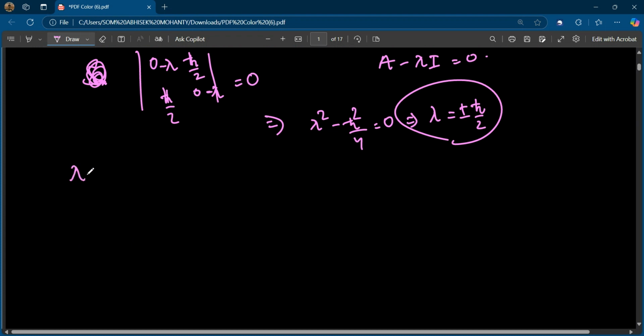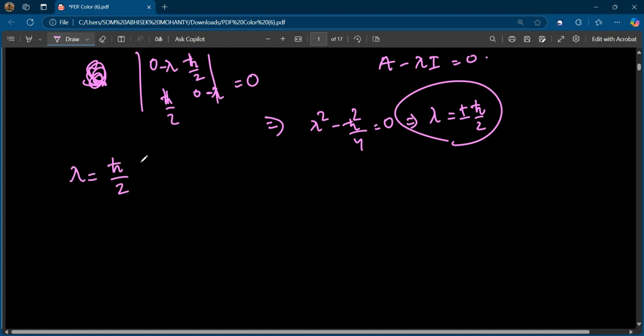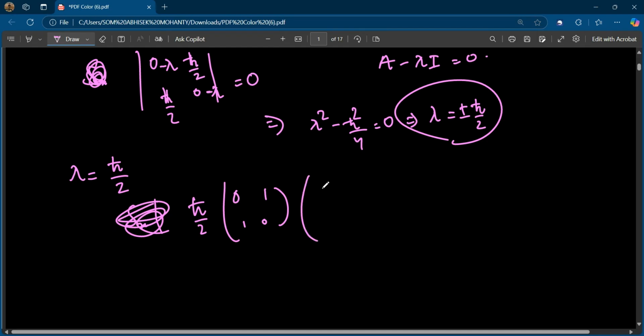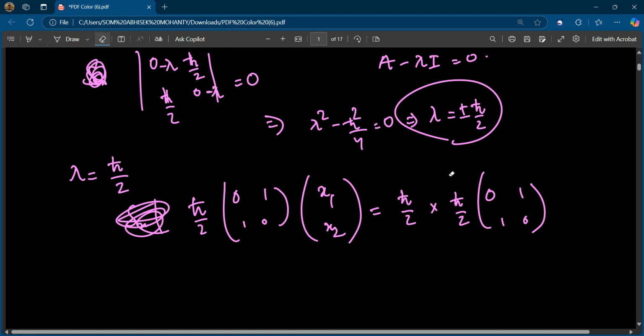So how will we calculate the eigenvector corresponding to plus h cut by 2? We take the matrix (0, 1, 1, 0) acting on (x1, x2), equal to the eigenvalue plus h cut by 2 times (x1, x2). This is Sx, got it?